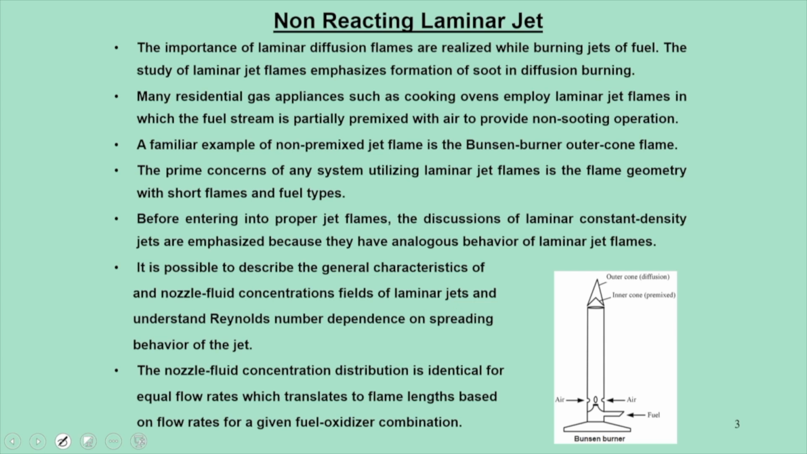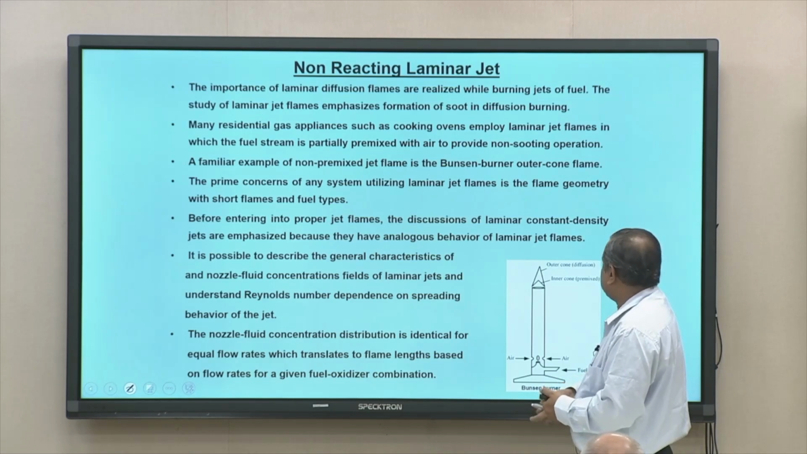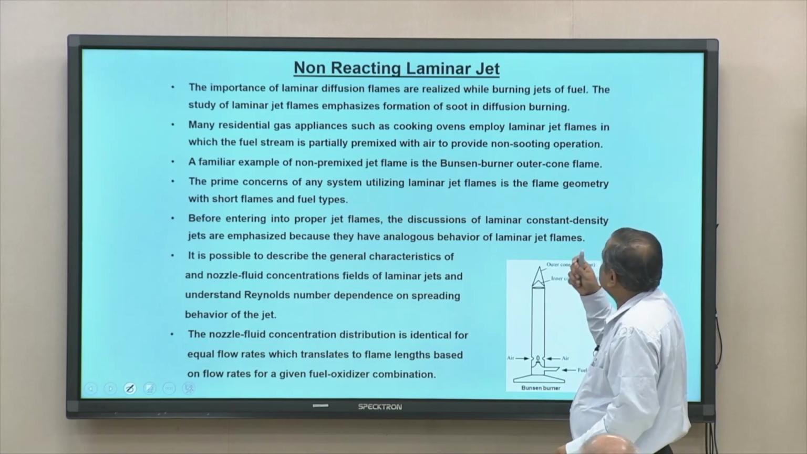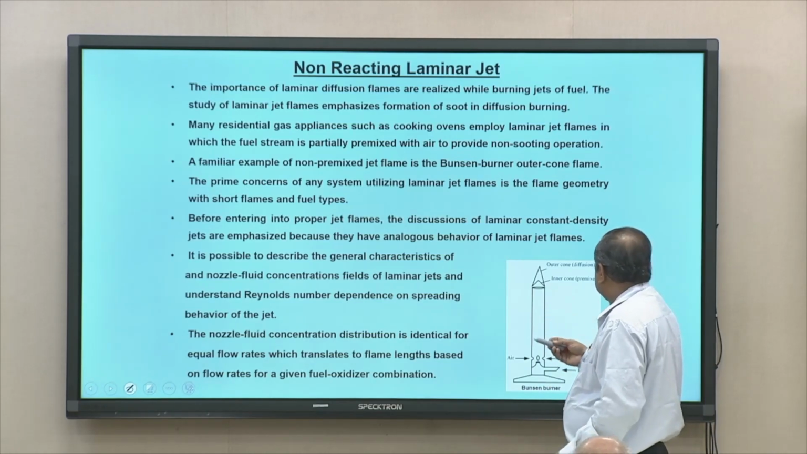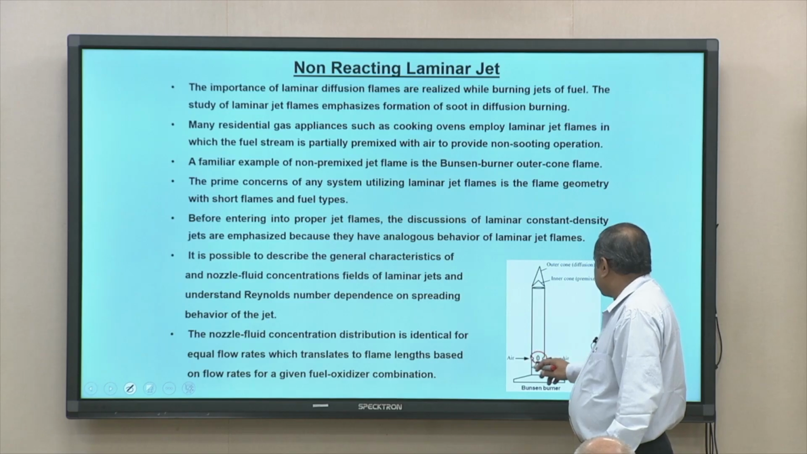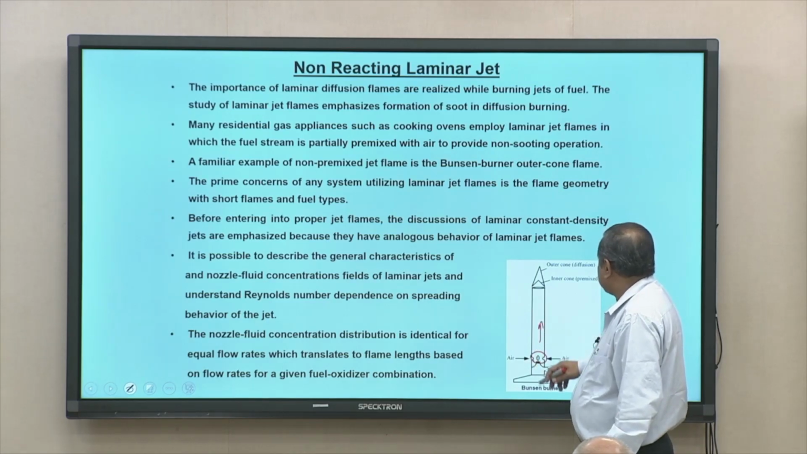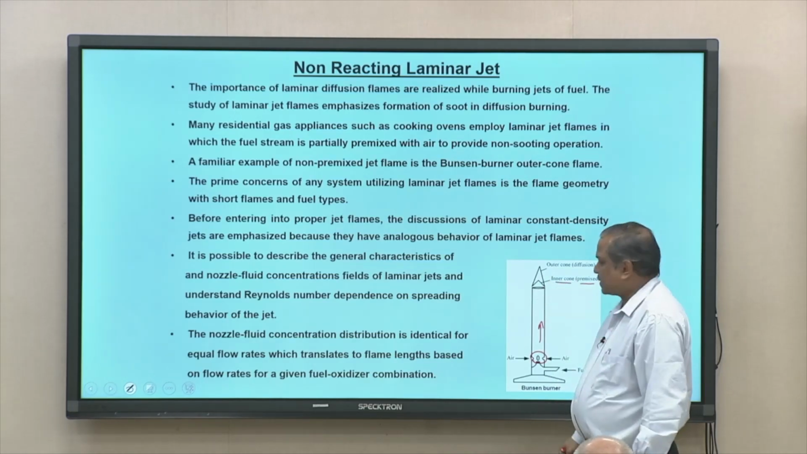So I mentioned earlier some of the important parts of this non-reacting laminar jet. Now when you say non-reacting laminar jet, normally the classical device that can give you the range of flames is the Bunsen burner. By controlling the air fuel charge here, we can regulate the air fuel mixture, and the first type of flame which you get, this inner cone, is a pre-mixed flame.